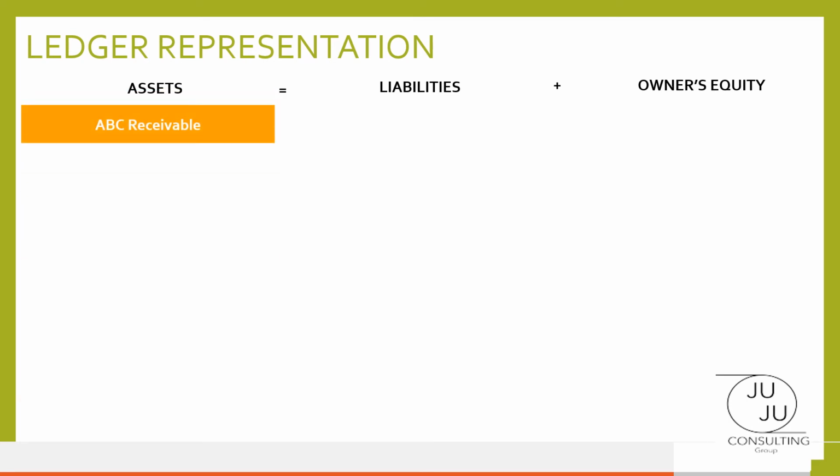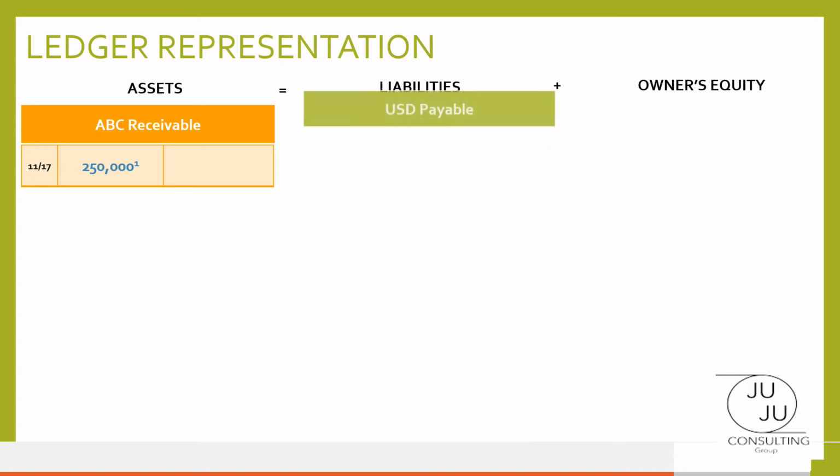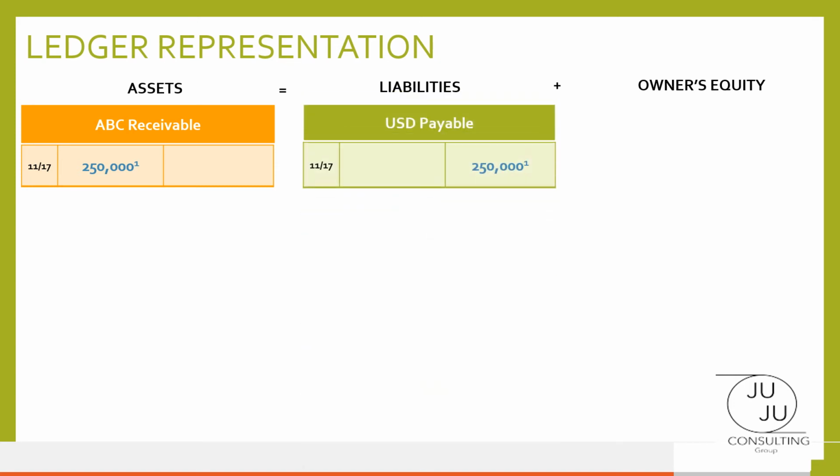So to reflect this, we will need to debit the ABC receivable account. And also, we will need to credit the USD payable account. Notice that the number in blue indicates that we are increasing the account. We debit receivable and we credit USD payable. By making those two entries, we make sure that our accounting equation balances. And that completes the entries we need to make for the trade date accounting event.